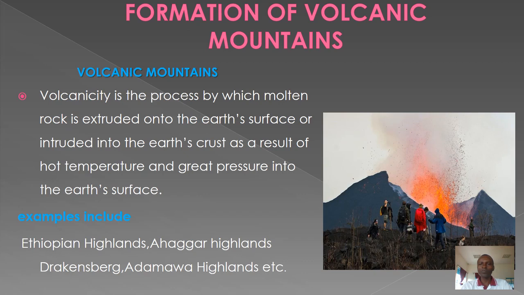So a good example of volcanic mountain is the Ethiopian highland. Of course, others are Ahaggar, Drakensberg, Adamawa highlands, and I would request you also to check for these mountains using your atlas.